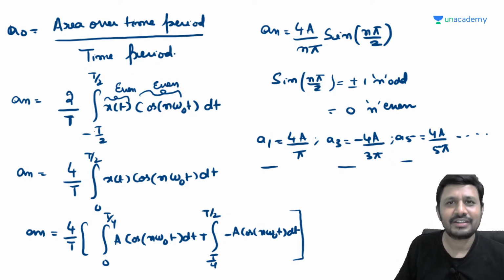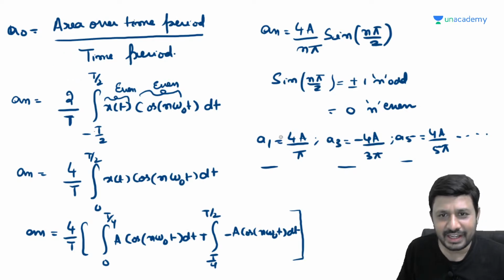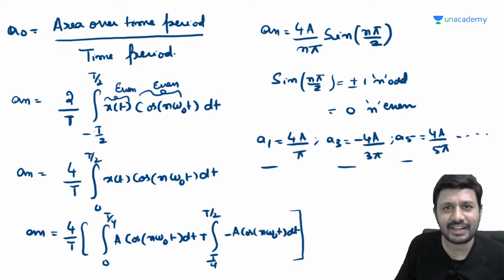Now look here, x of t is equal to, what is the trigonometric Fourier a naught? See, in our expansion a naught is 0. Observe here, a naught is 0, the trigonometric Fourier summation n varying from 1 to infinity, bn is also 0, an exists only for odd values. It is evident now, an is existing only for odd values, a1, a3, a5.